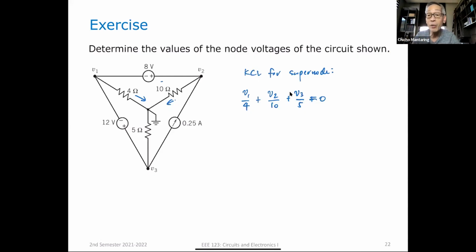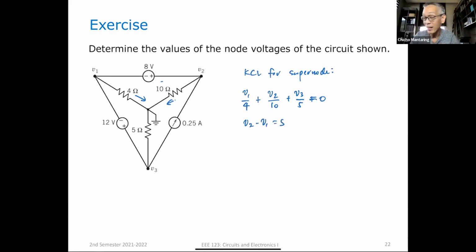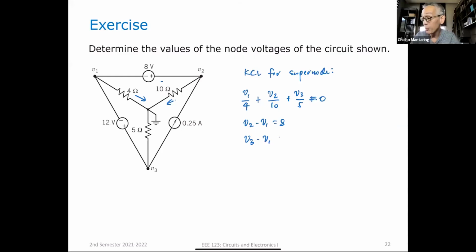I need two more equations. What are my other equations? Nika, can you tell me another equation that I can use? V2 minus V1 equals 8 volts. V2 minus V1 equal to 8. No? Sige, Nika, tuloy mo na. What is the third equation? V3 minus V1 equals 12 volts. Is equal to 12. No? So I have three equations, three unknowns. Okay. So I can solve now for V1, V2, and V3.